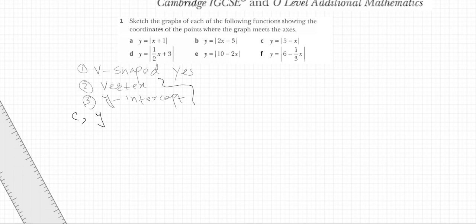y is equals to 5 minus x, modulus or absolute value, both are same. Again same steps will be followed. First write this equation without absolute sign, then find the y-intercept and gradient.